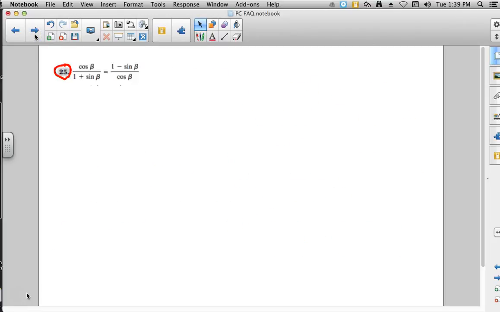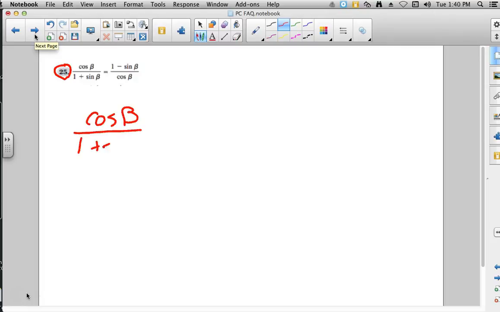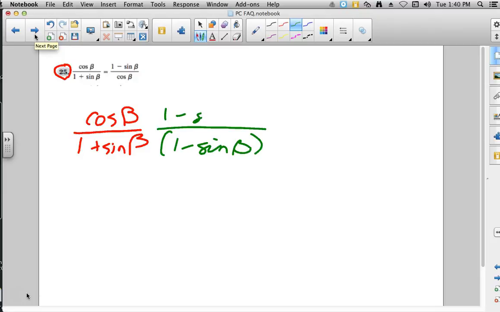Next one up is the lovely number 25. Number 25, we have cosine of beta over 1 plus the sine of beta, and that is supposed to equal 1 minus the sine of beta over the cosine of beta. So we'll start here on the left-hand side. And what I start thinking is, you know what? I need that 1 minus sine of beta on the numerator of the other one. And that's a really good conjugate for what I have anyway. So why not just go ahead and try it right away and see what happens.